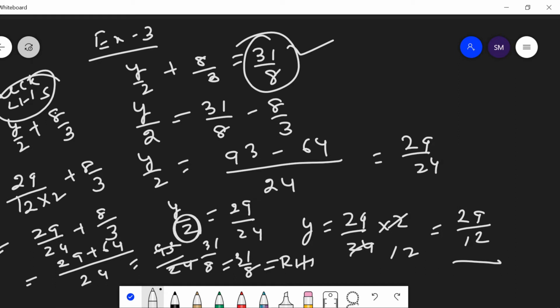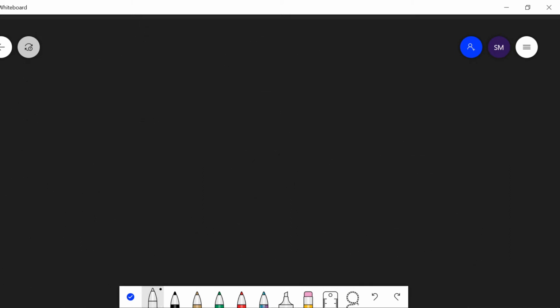Let us solve some more examples and check your answer. How can we check an answer of the given linear equations? Let us discuss some examples. Here another question is given, x upon 2 minus x upon 3 is equal to 8. Solve and check. Here these are the variables and this is the constant.